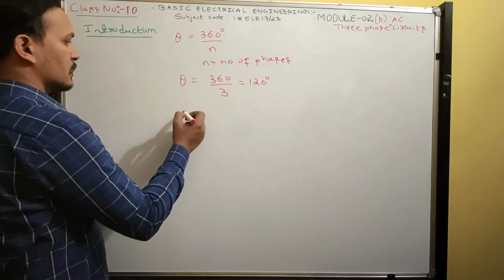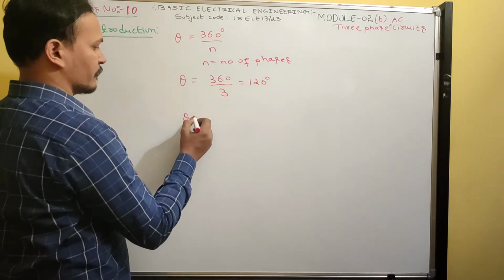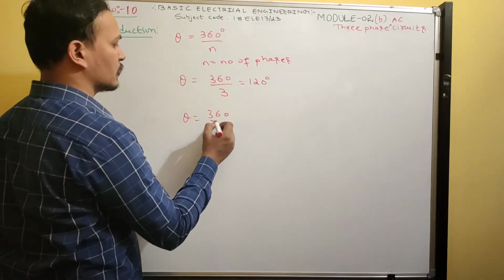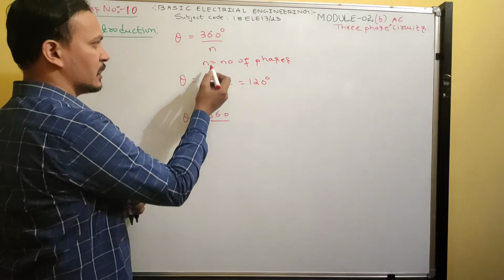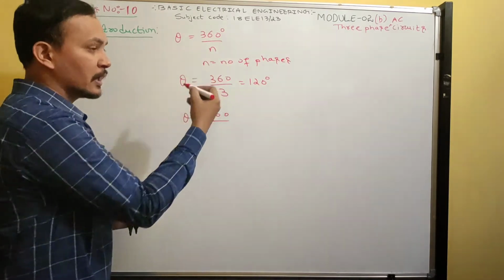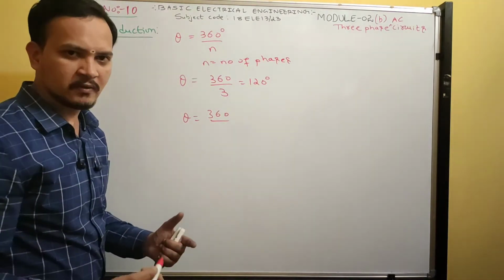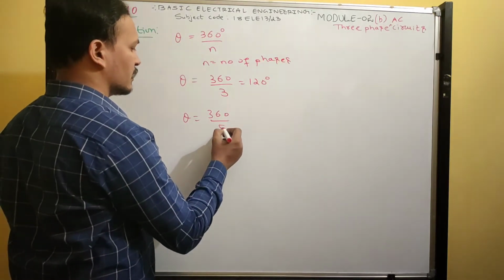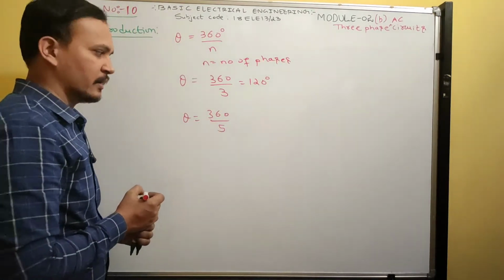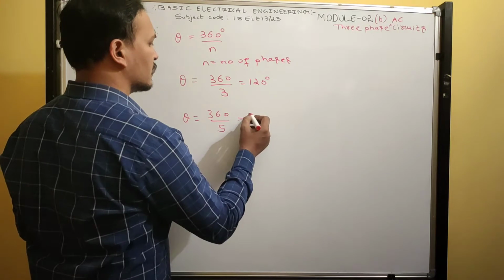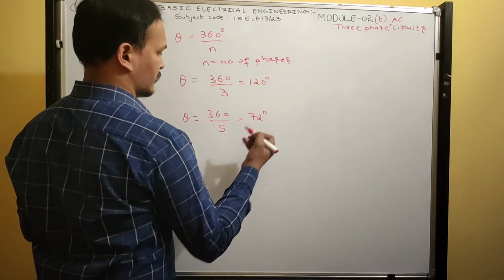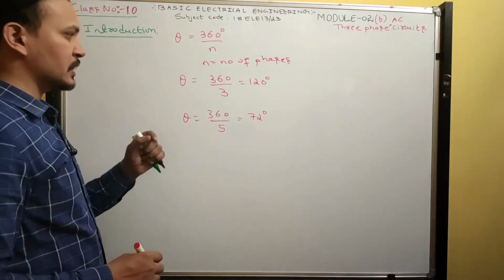Similarly, if it is a 5-phase supply system, take theta equal to 360 divided by n, where n indicates the number of phases. I am discussing a 5-phase system, so take the number of phases equal to 5. If you do this, then you will get 72 degrees.